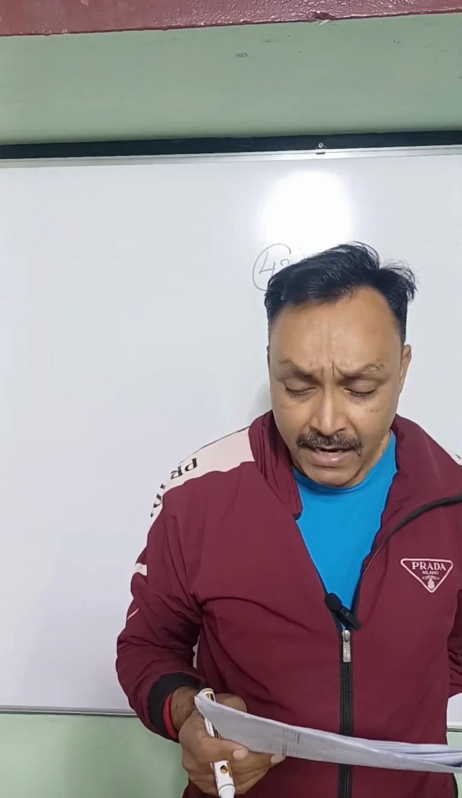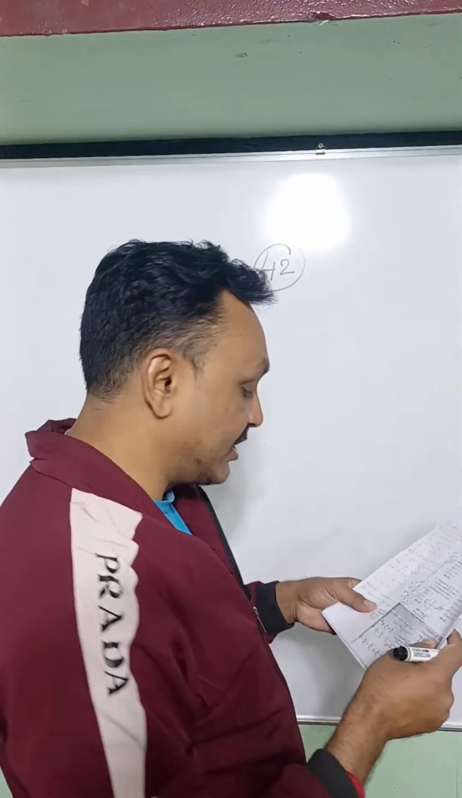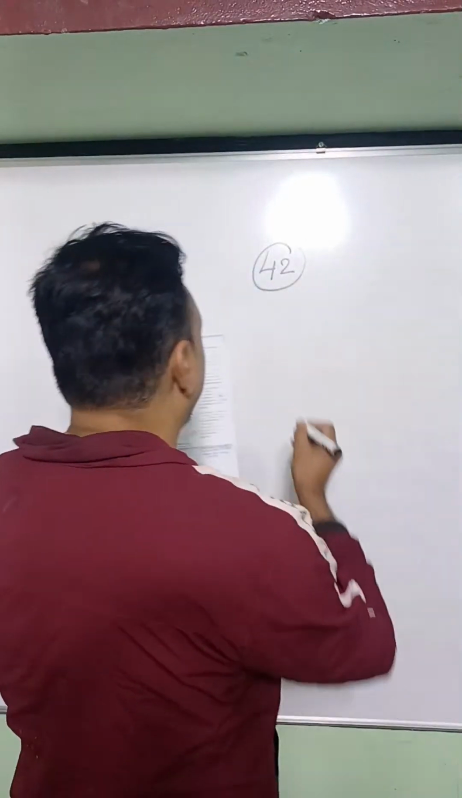Read the questions carefully. If the graphs of the two lines pass through the same point, then the system of equations representing the lines is: option A coincident, option B consistent, option C inconsistent, option D consistent dependent, option E inconsistent and dependent. So there are some conditions. Let me explain all the conditions.